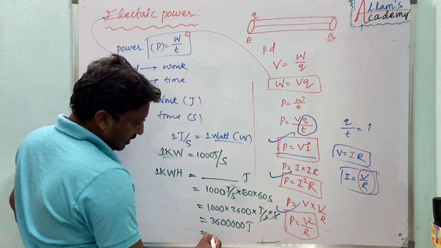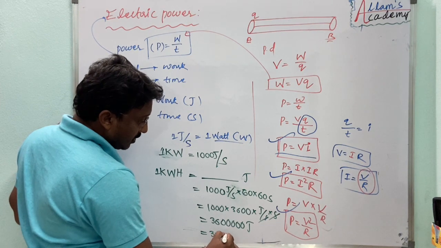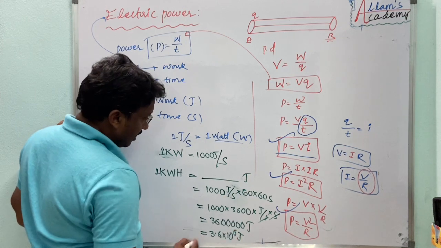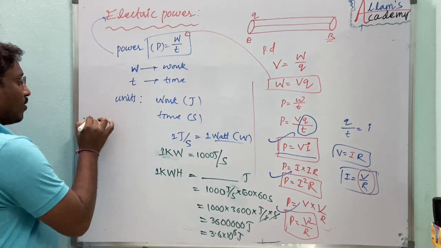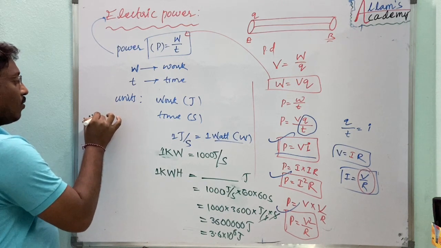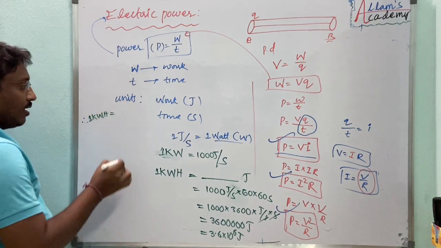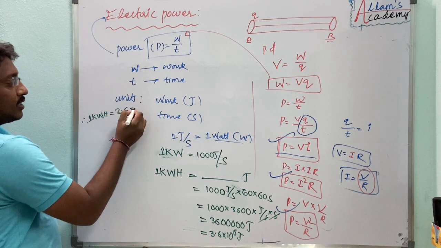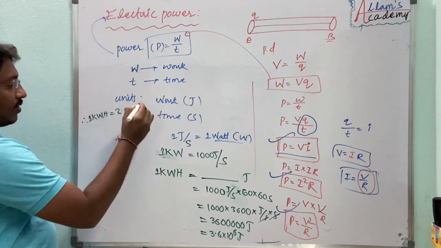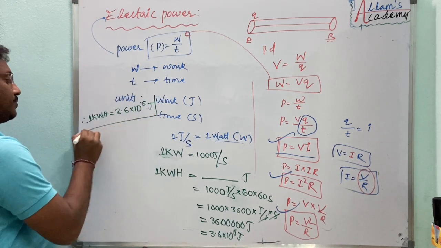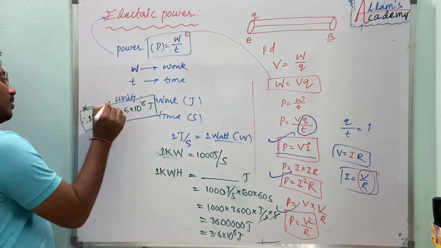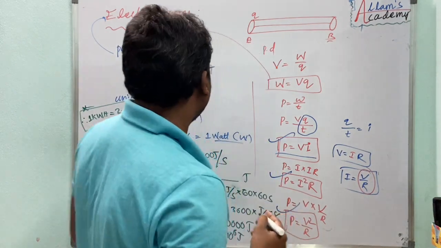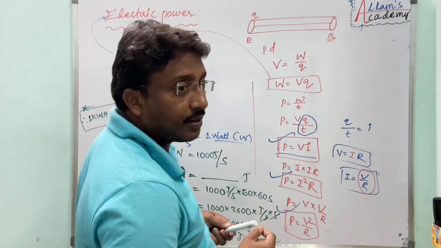We will write it like this: 3.6 into 10 to the power of 6 joules. Therefore 1 kilowatt hour equal to 3.6 into 10 to the power of 6 joules. Very, very important value; you will get it for a 1 mark or half mark question from the 10th class examination point of view. Okay, thank you.